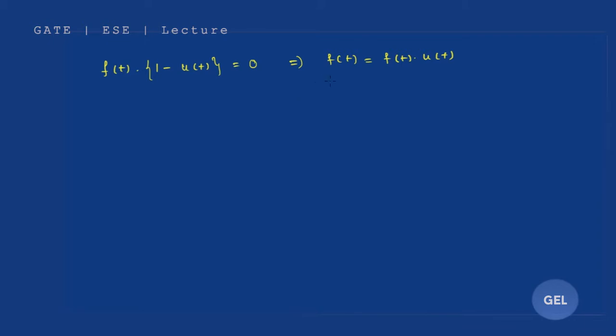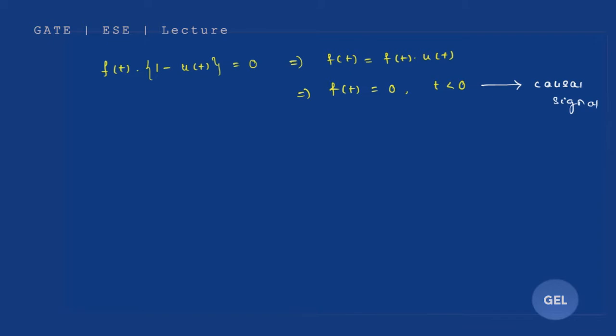That means it is saying what? It's a previous year GATE question, my dear friend. This match the column is a previous year GATE question. So it is saying f of t equals to 0 for t less than 0. Yes or no? That means f of t is nothing but f of t into u of t. That means it is only defined at the positive values of time. So the answer is it is a causal signal.